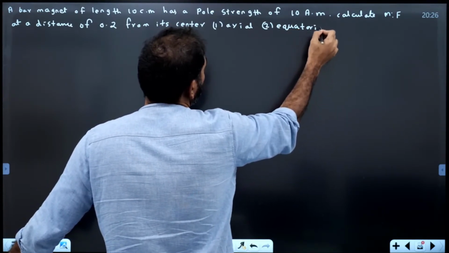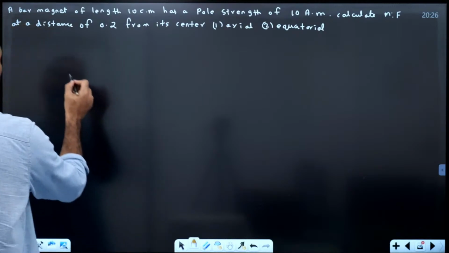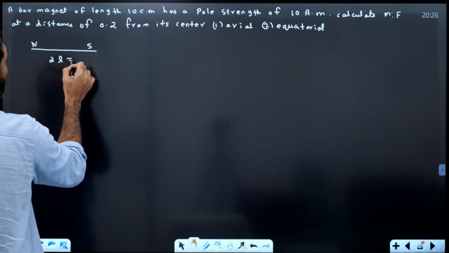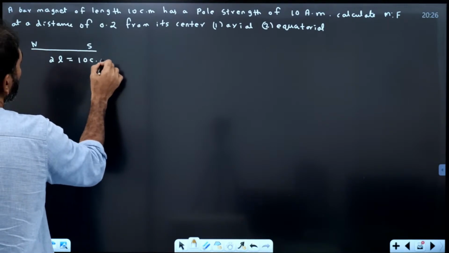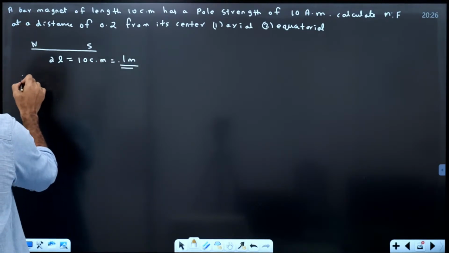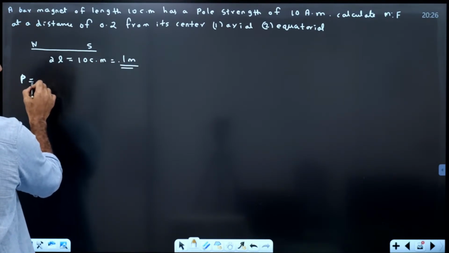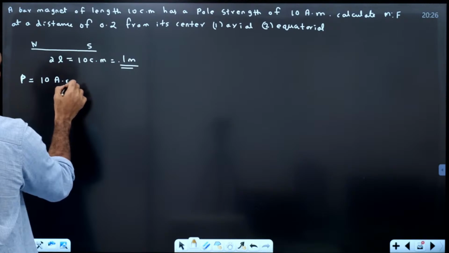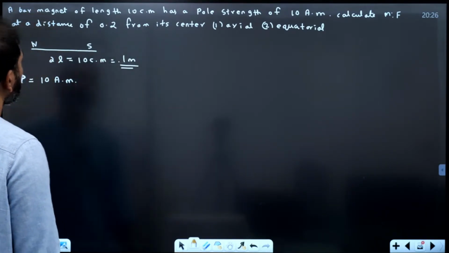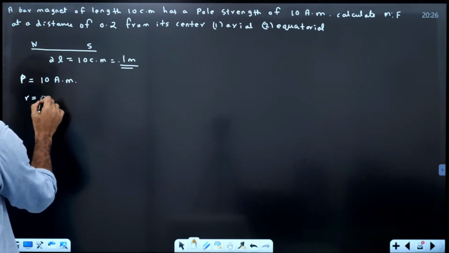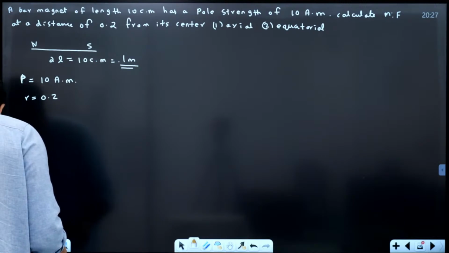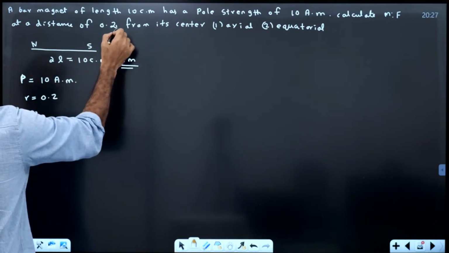Okay, let's see. So this is the bar magnet, north, south, distance is 2L. 2L is equal to 10 centimeter, that is equal to 0.1 meter. What is the pole strength? 10 ampere meter. Okay. Calculate the magnetic field at a distance. Distance means what? R equal to 0.2. Distance of 0.2, is it meter? 0.2 meter.